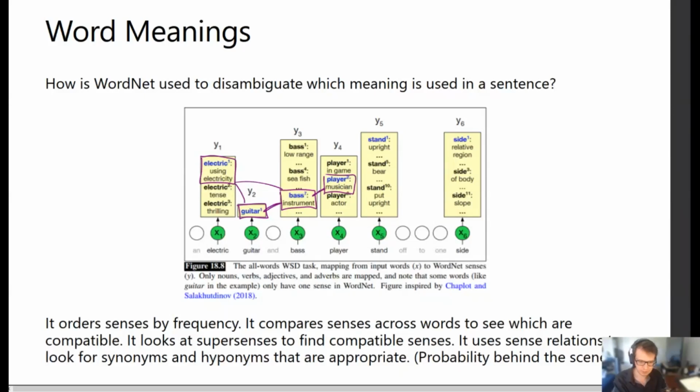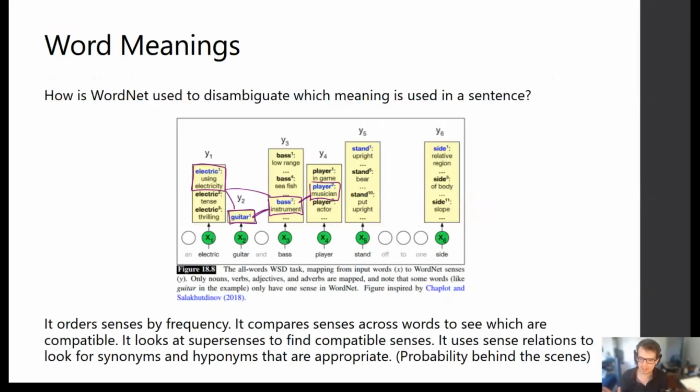So yeah, we won't look at exactly how it's going on, but abstractly speaking, this is what it's doing. It's looking at frequency data. It's looking at the senses and how they're compatible. It's looking at those super senses: are they acts, instruments, feelings, emotions? It's looking at synonyms, hyponyms, meronyms, and so on. It takes all this information, puts it together, and then chooses the best meanings for each.